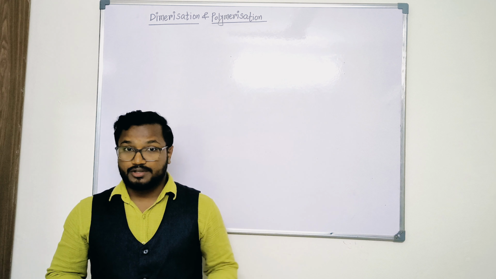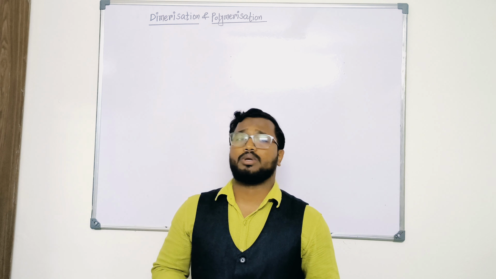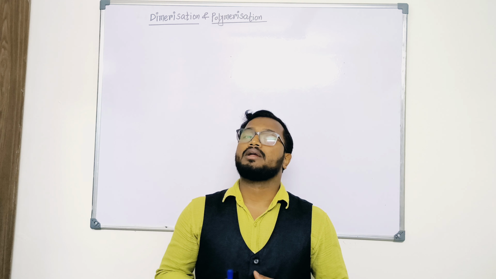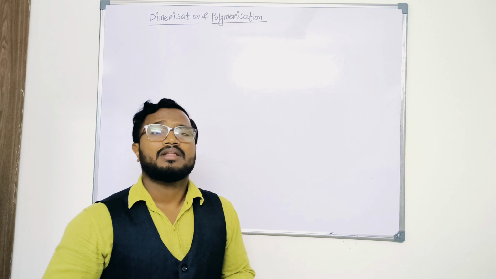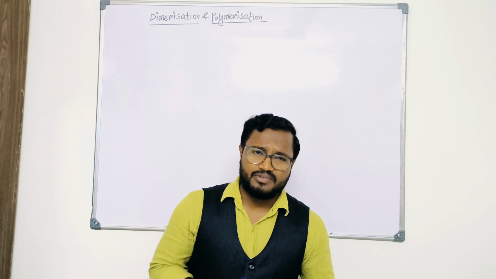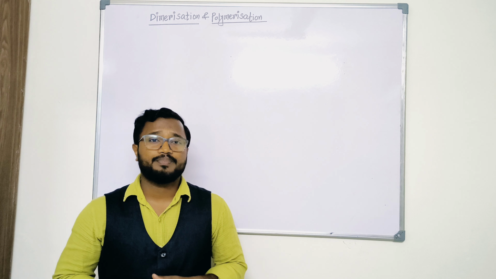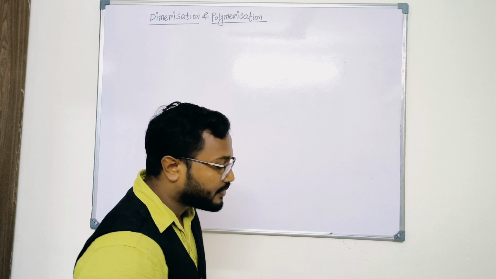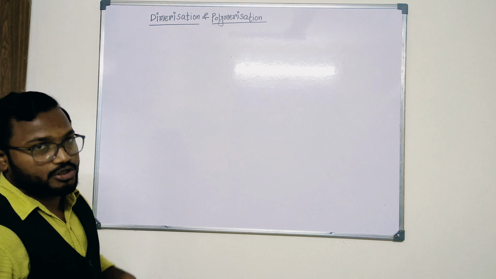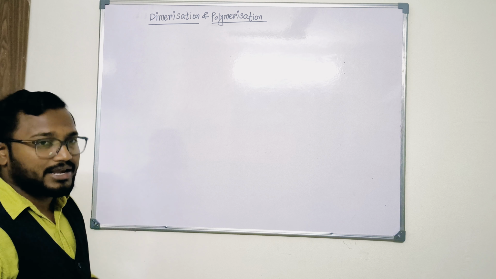Bridge bonding is also known as banana bonding or tau bonding because of its shape. There are many questions asked in JEE Advanced depending on this topic. Let's start the topic and understand it in detail. First, dimerization. What do you mean by dimerization?